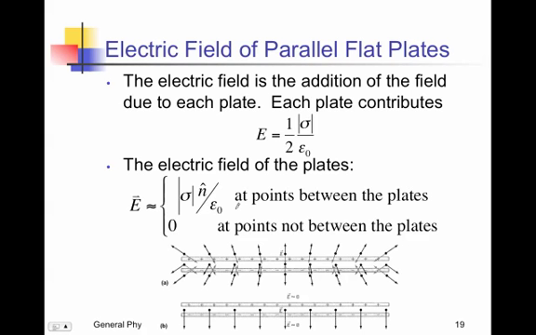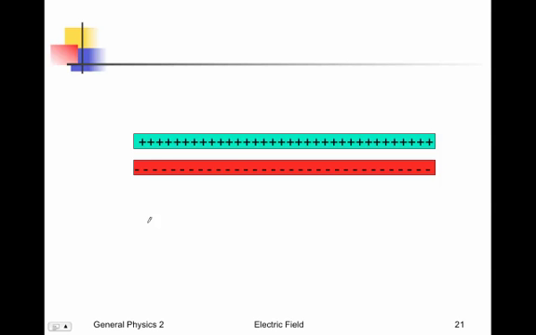flat plates. For parallel flat plates, the electric field between the plates is given by sigma, the surface charge density, times n, where n means the normal to the surface, over epsilon naught, and that's only in between the plates. In between the plates we have an electric field, but outside of those plates we have no electric field. I just want to show you why for a moment. If we look at these two plates and think about the positive plate first, we would have an electric field that looks like this.